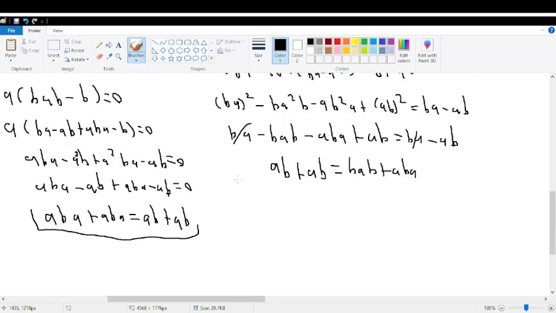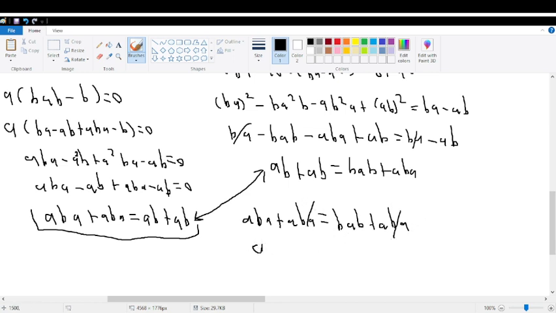However, notice that we can connect these two equalities right here to get that aba plus aba is equal to bab plus aba. Because we have an abelian group, we can cancel these out and solve for the fact that aba is equal to bab.